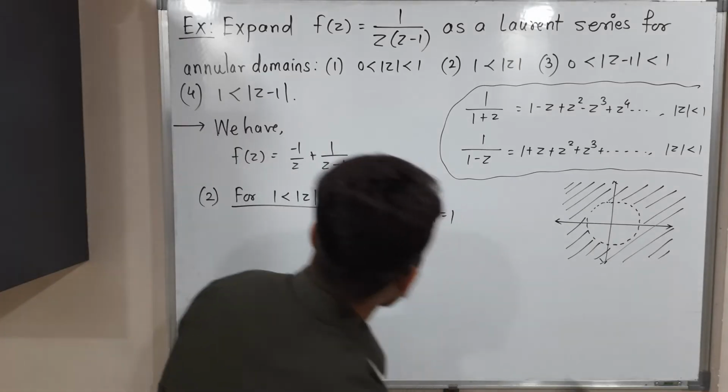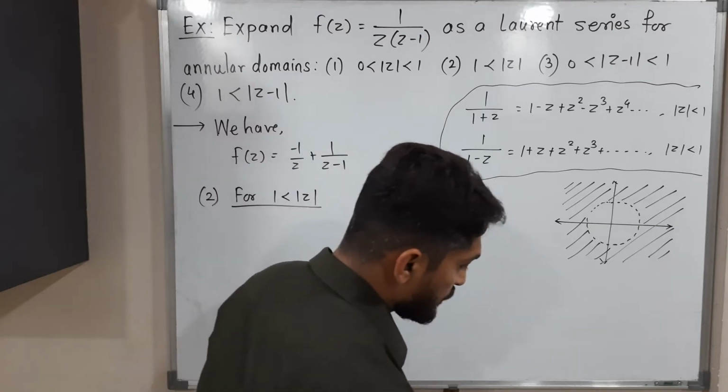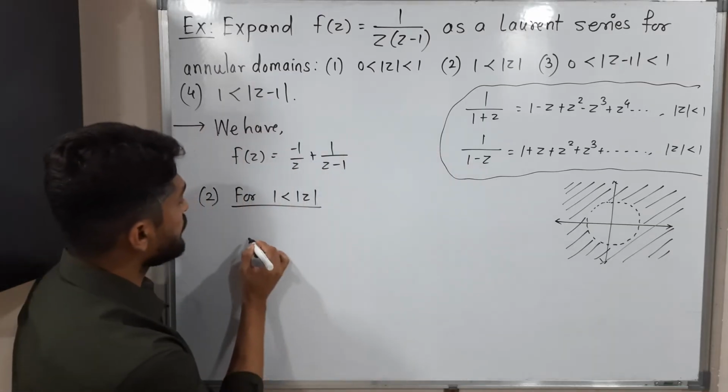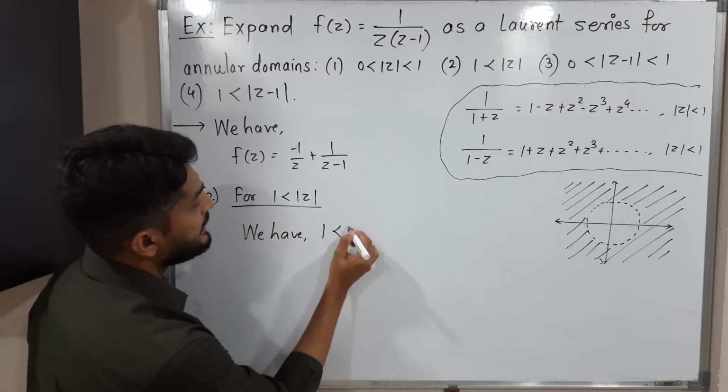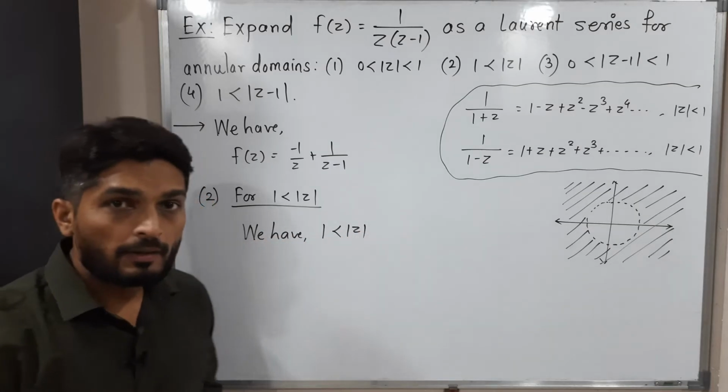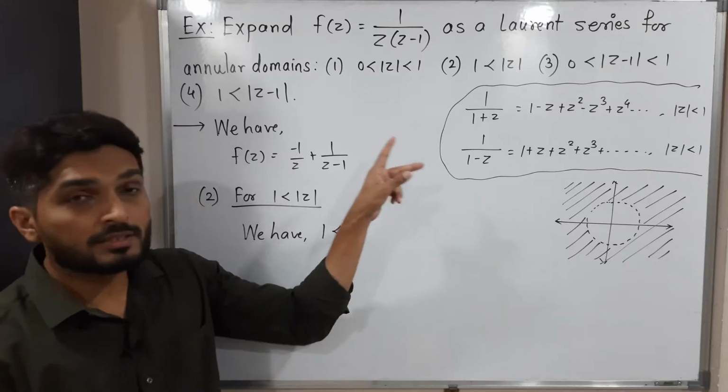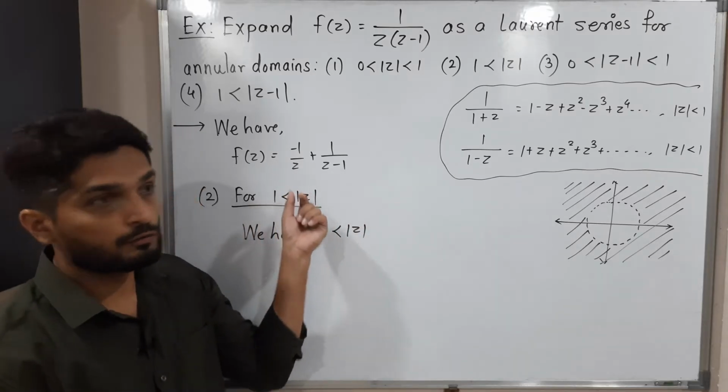So let me remove this one. Okay, so this is the region we have. This is a very important condition, so let us start with it. We have 1 less than mod z. Our ultimate aim is to use those series and expand the function for the given region.